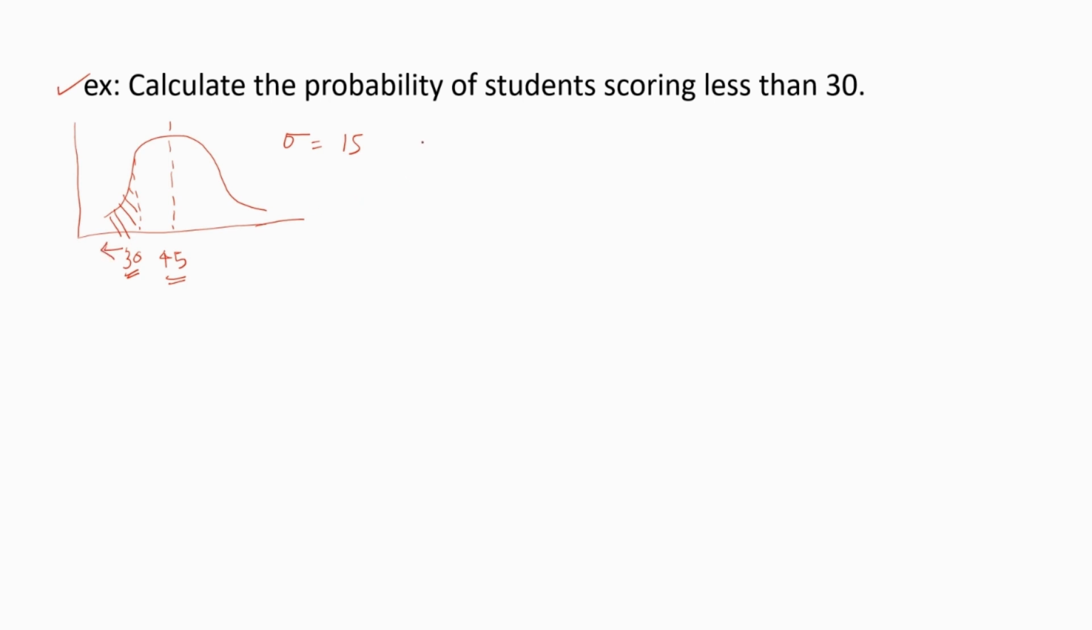Now let's use the z-score formula. X minus mu over sigma. X is 30, mu is 45, sigma is 15. Now this will give a negative value. Minus 15 over 15 equals minus 1. Don't worry about this negative value, because 30 is less than 45. We just deduct 45 from the 30. It is going to be a negative value.